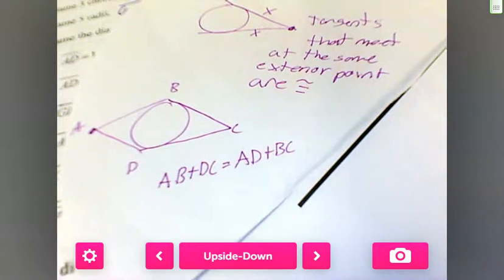Okay. Trying to read sideways is not your thing, huh? All right, we got some more.